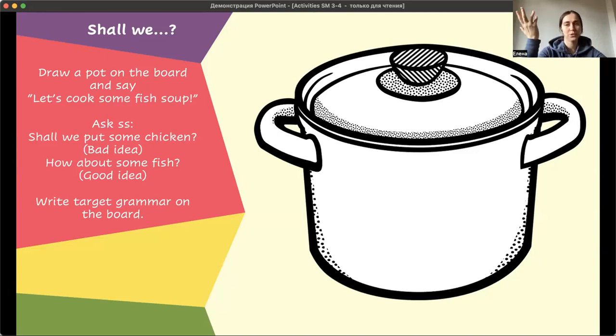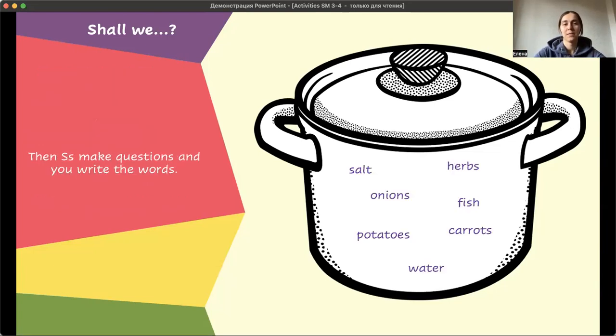Then how about some fish? They say, yes. I say, good idea. And also write it on the board. So this way I write the target grammar on the board and they see it and they understand that we use shall we and how about when we want to add something. Then I ask them to make questions and now they ask me, for example, shall we put some onions? Shall we put some carrots? Shall we put some potatoes? And I answer good idea or bad idea. And I write the words in the pot.